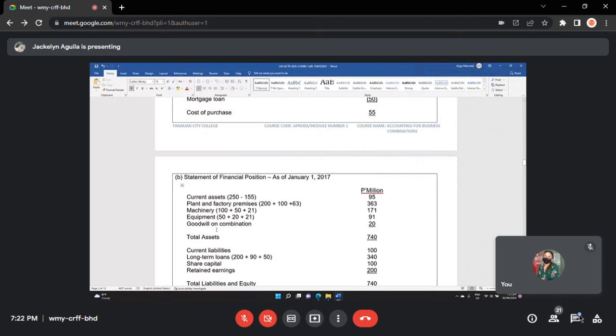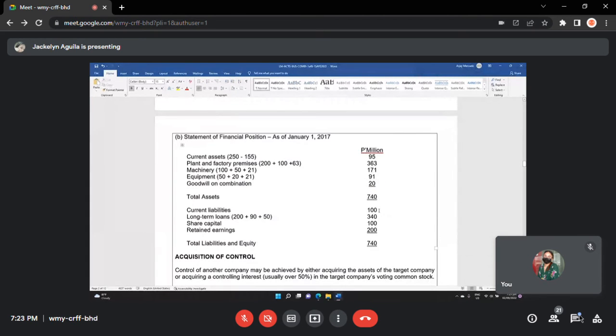At yung equipment 50 sa financial position din po plus 20 yun yung equipment sa A company plus 21 dito rin. Kaya nakuha yung 91. Yung goodwill on combination, yung measurement ng goodwill kaya ito na yung 20. Kaya 95 plus 363, 171, 91 million, 20 million is equal to total assets of 740 million.